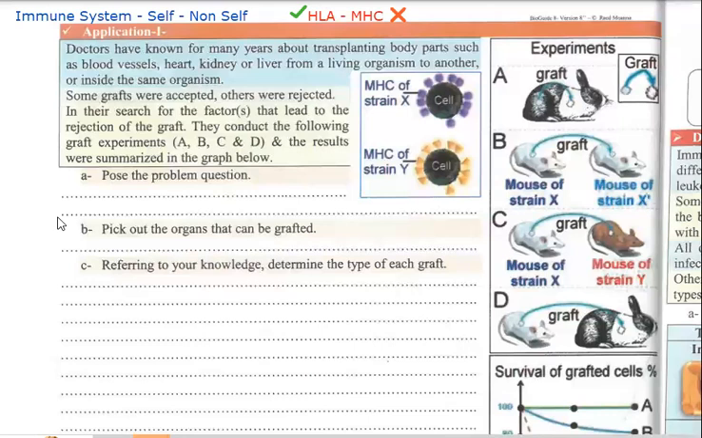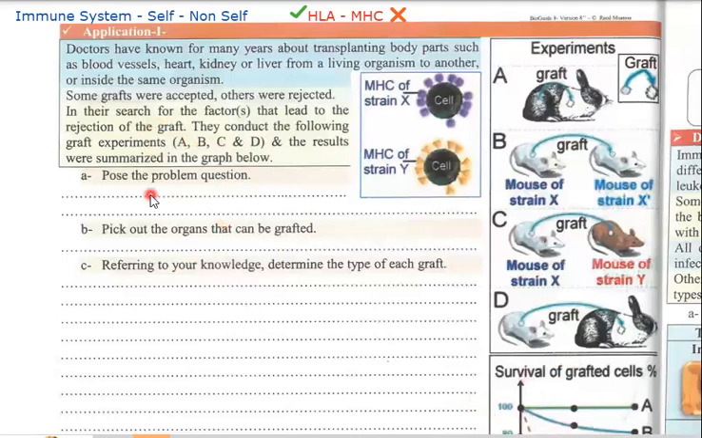In this application, we're talking about graphs. As you can see, there are 4 experiments, A, B, C, and D. I will start reading. Doctors have known for many years about transplanting body parts, such as blood vessels, heart, kidney, or liver, from a living organism to another, or inside the same organism. Some grafts were accepted, others were rejected. In their search for the factors that lead to the rejection of the graft, scientists conduct the following graft experiments A, B, C, and D, and the results were summarized in the graph below.